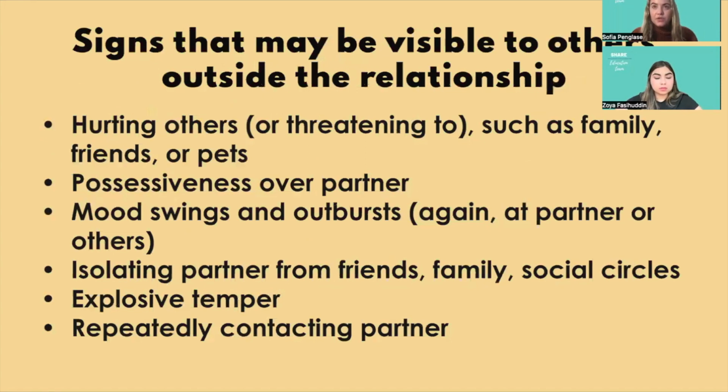Some of the signs of an abusive relationship may not always be visible to folks outside of that relationship. However, some common signs that may be visible to those outside the relationship, such as friends and family, include a partner hurting or threatening to hurt others, possessiveness over their partner, mood swings and outbursts directed towards their partner or others, isolating their partner, and repeatedly contacting their partner.